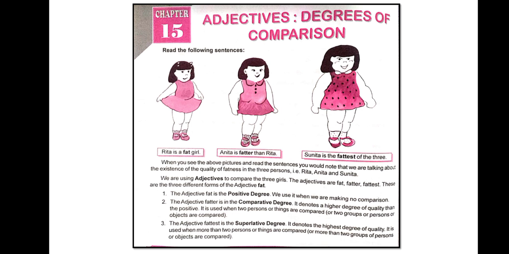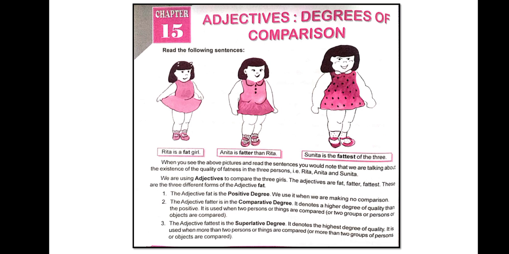So here in the first one you can see the adjective fat is the positive degree, right? Only fat we have written, that is the positive degree. We use it when we are making no comparison, when we are talking about only one person or one thing. For that we can use the positive degree.